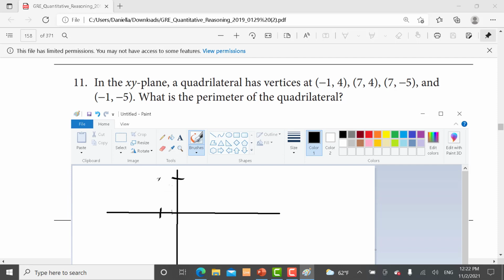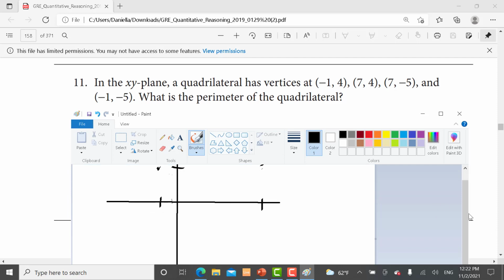So this is the first point. Then the second point is (7, 4). So x is 7 and y is 4. So we have the second point right here. Now x is 7 and y is -5, so it should be right here. And the last one is (-1, -5). So you see that this is nothing but a rectangle.